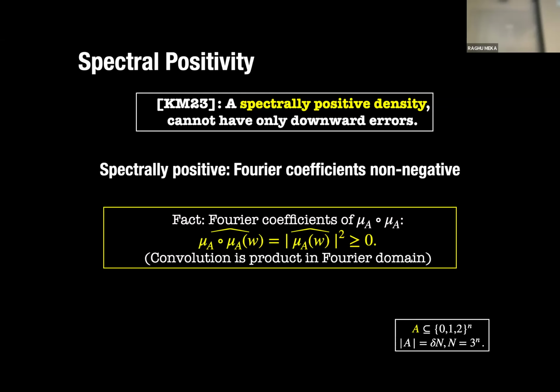always non-negative, right? So in some sense, because we are looking at the difference convolution already, we get non-negativity for free. If you look at the star convolution, this is not true. What you get is mu a w square, which is a complex number square, and need not be non-negative. But if I look at its absolute value squared, then you get non-negativity. So convolution is product of the coefficients in the Fourier domain. So that's why we get the spectral positivity for free.